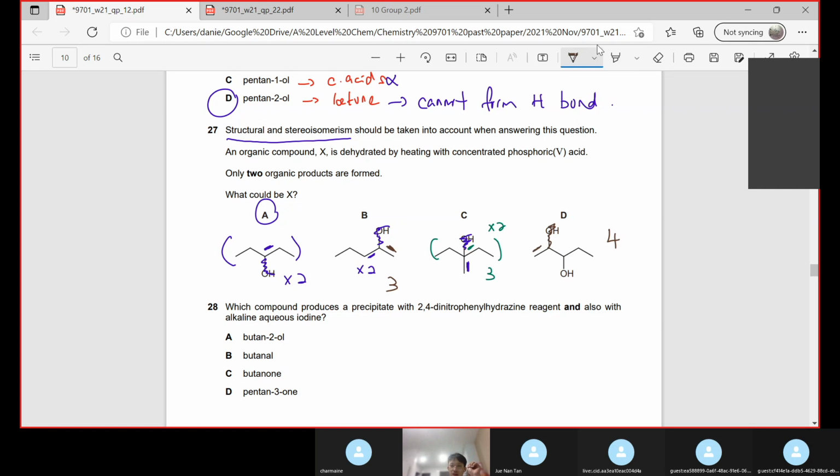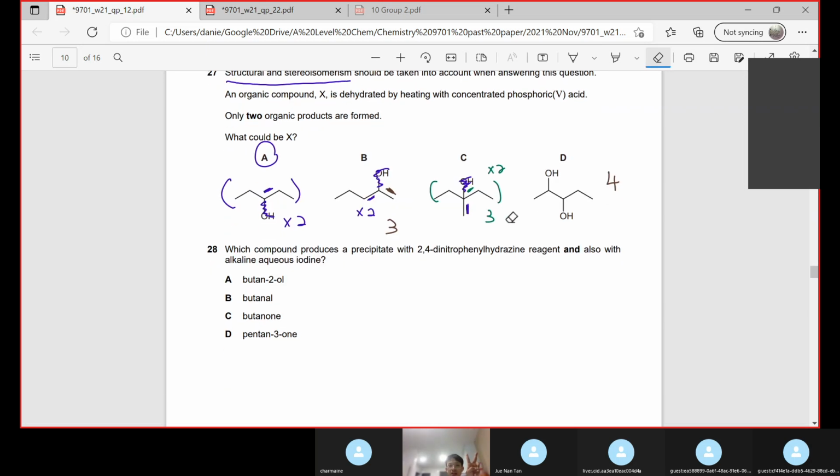Okay, forming here, then this forming here. 1, 2, 3. No, this is the previous one. So only 4. Okay, for this only 4. So 2, 3, 3, 4. So the answer is A. Only 2 organic products are 4.